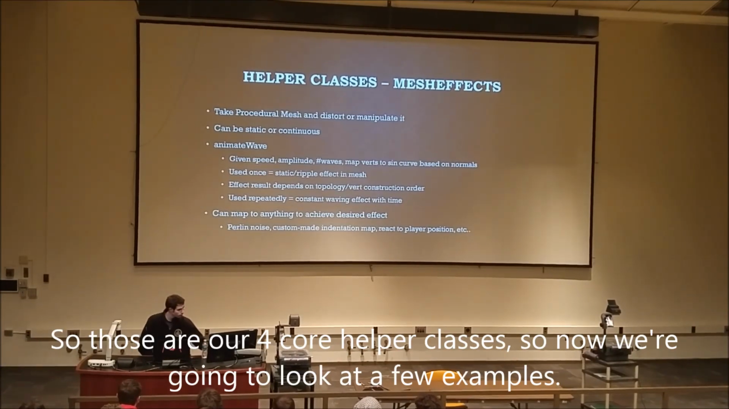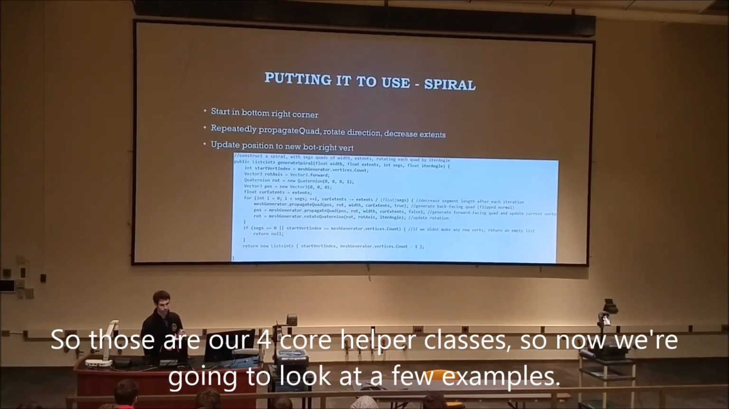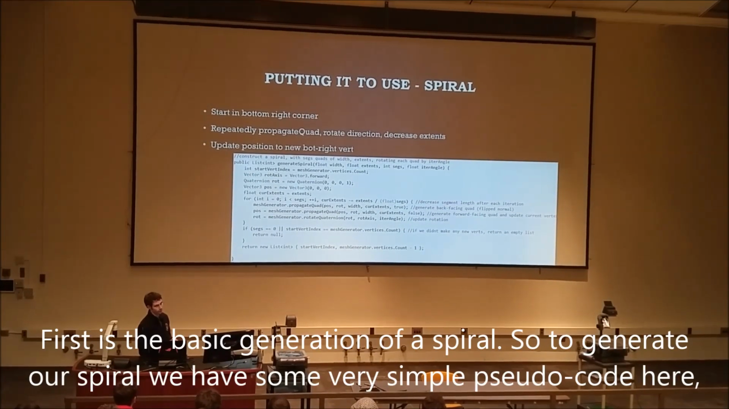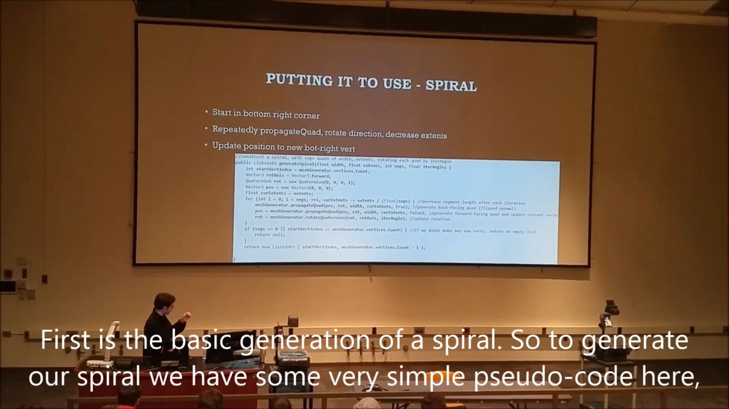And those are our four helper classes. Now we're going to look at a few examples. The first, the most basic, is the spiral. What we do with the spiral is very simple. You can see the code here.